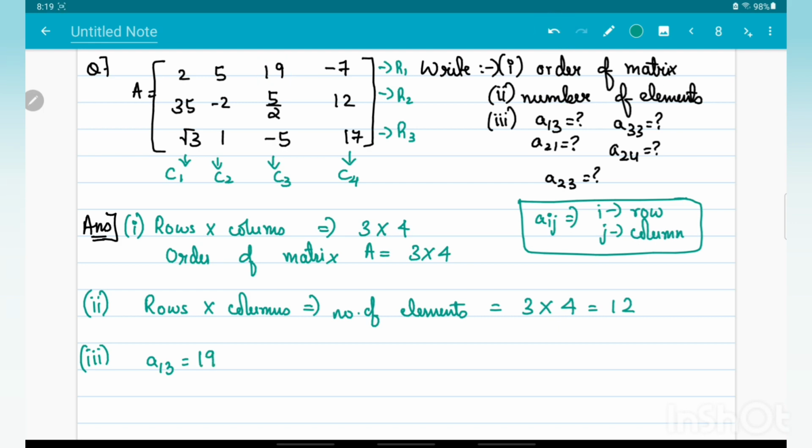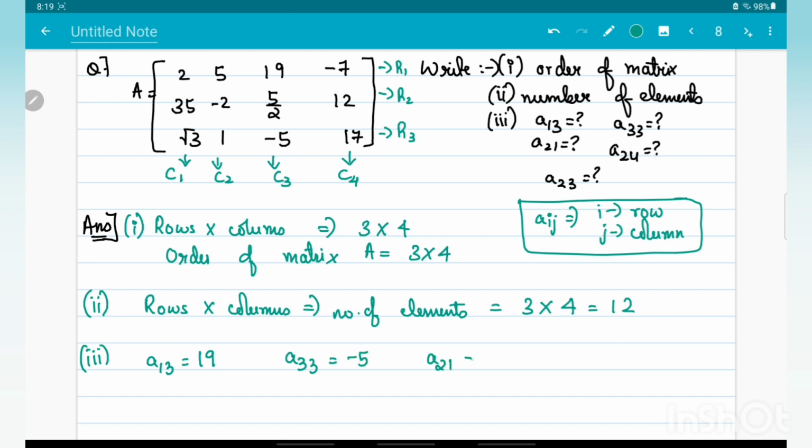Now next is A33. Okay, now for A33, first comes the row, next comes the column. So third row and third column. Now if you check for the third row and third column, -5 is the element that belongs to the third row and third column. So A33 is -5.